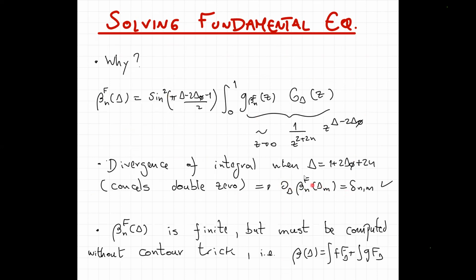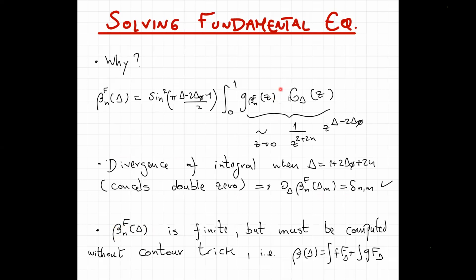This beta n functional will have double zeros all the way down to when delta is equal to delta m. So this is the reason why we link this to beta functionals, and the log is the same. The log gives a double pole. So the double pole kills completely the double zero, and so they will have a one. Notice that the functional action is still finite.